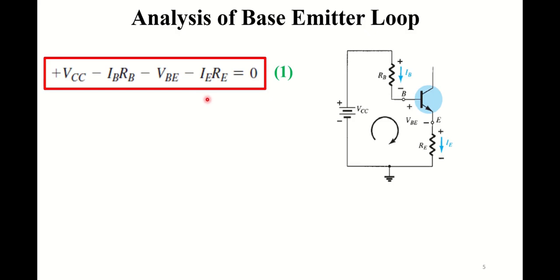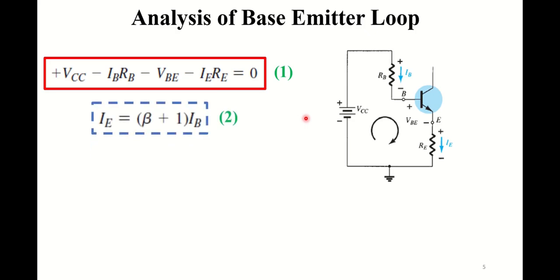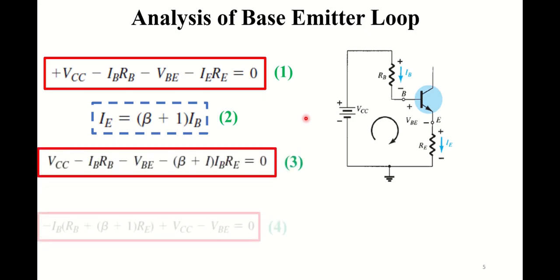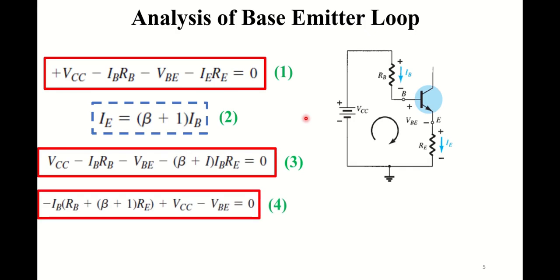In this equation, we have mentioned the voltage drop of the power supply, the voltage drop across RB, the voltage drop across the base-emitter junction, and the voltage drop across the emitter resistor. As you can see that IB is present in more than one term, so take IB common from these terms to get equation number 4. In equation number 5, we have just shifted the negative terms to the other side of the equation.